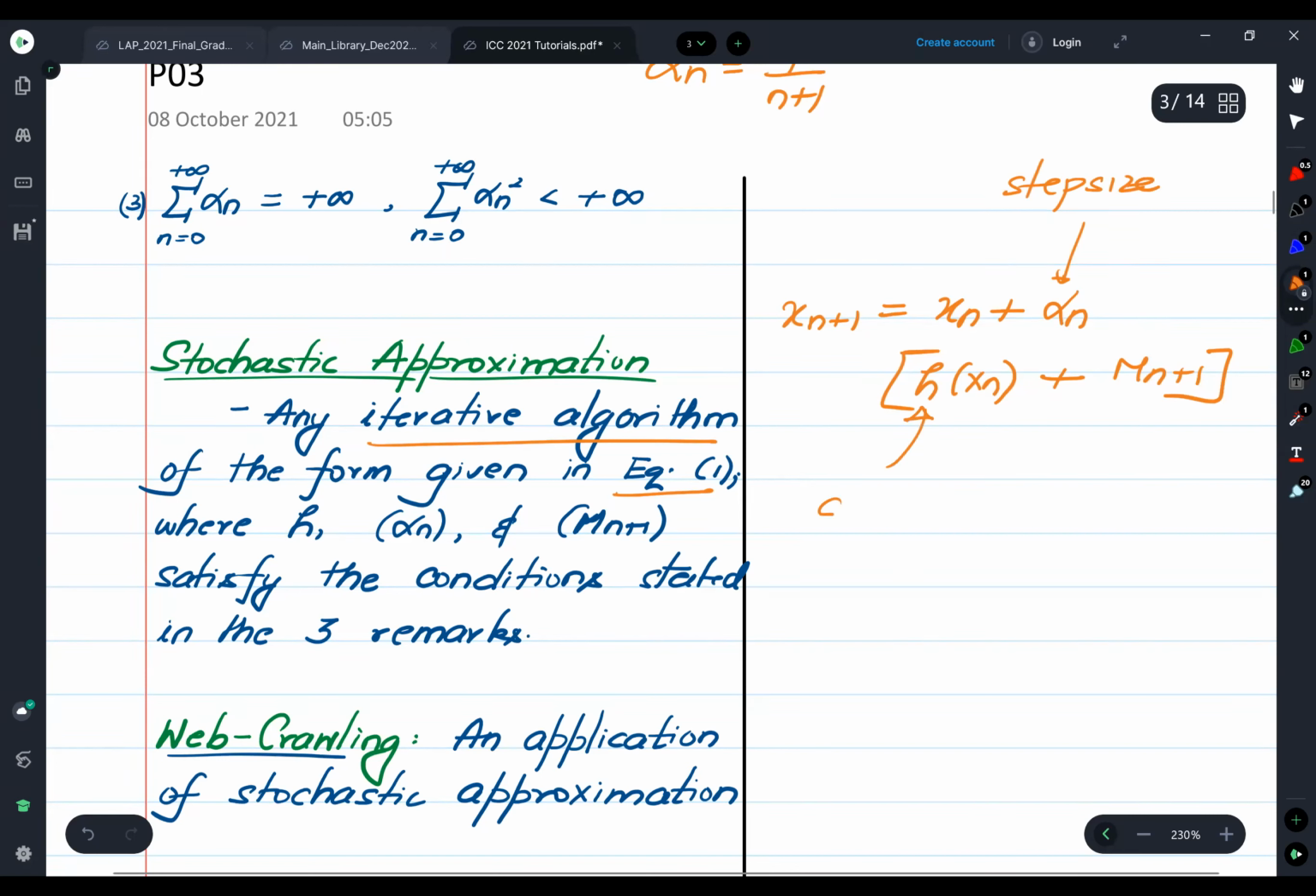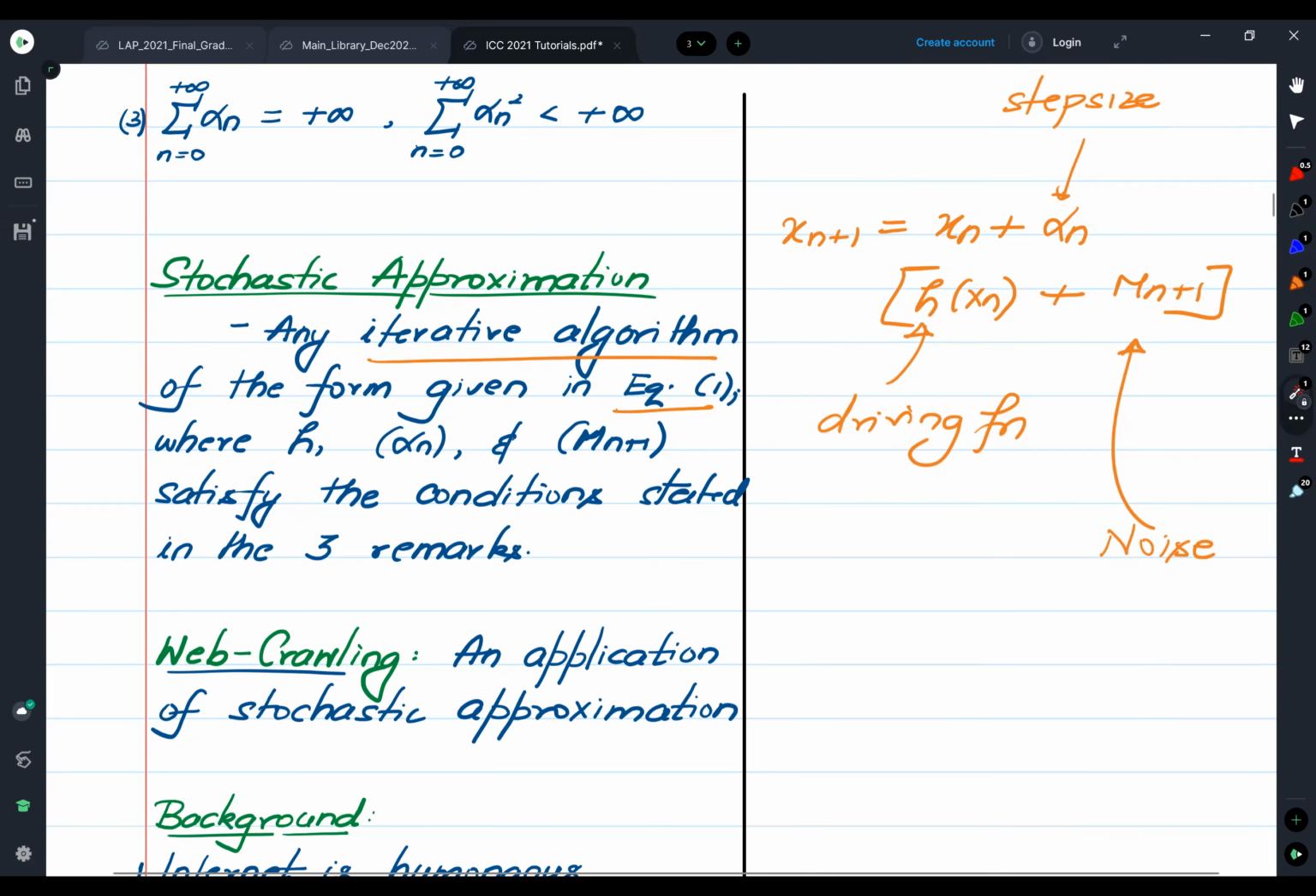This h over here is what is referred to as the driving function, and this m_{n+1} is what can be viewed as the noise sequence. Is that okay? So I can ask you this question: have you seen such algorithms before? Well, the answer is that indeed you must have seen some such algorithms before. In particular, you must have seen something called stochastic gradient descent.